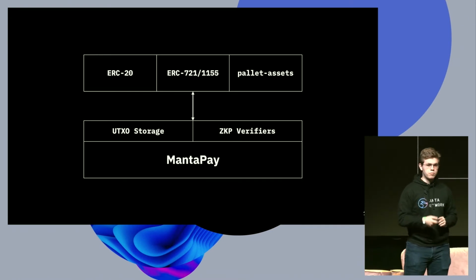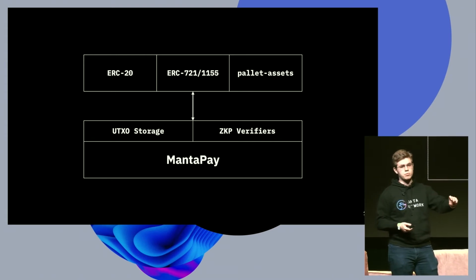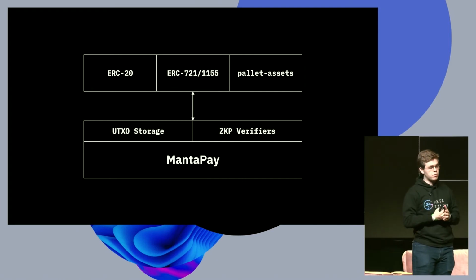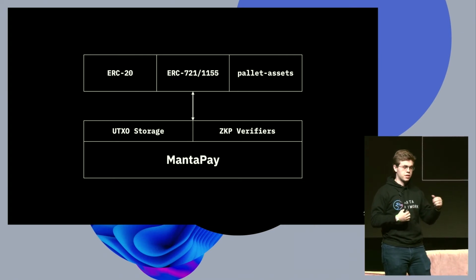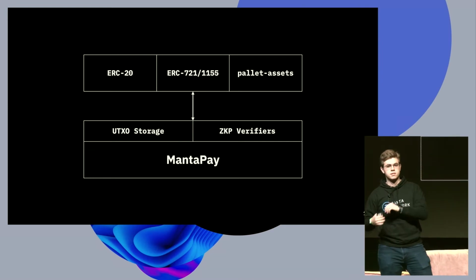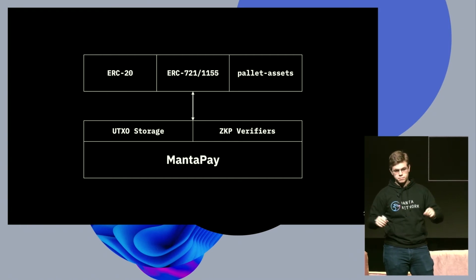And so what are we building next? What we're building next is we're taking this payment protocol and extending it upwards into an execution layer. The first way we do this is we make it compatible with the standards for fungible tokens and non-fungible tokens. So think ERC20, ERC721, ERC1155. Think pallet assets. Think all the different pallets that we have in Substrate that deal with fungible and non-fungible tokens, all supported by Manta Pay natively.